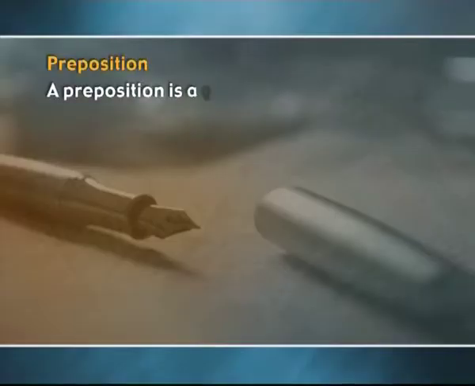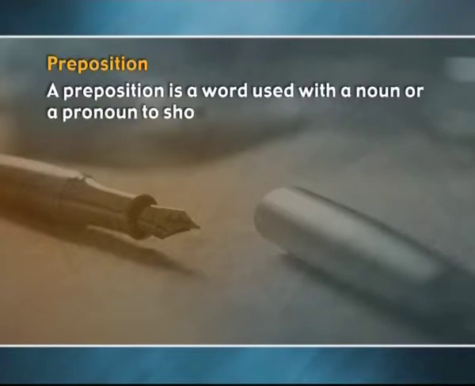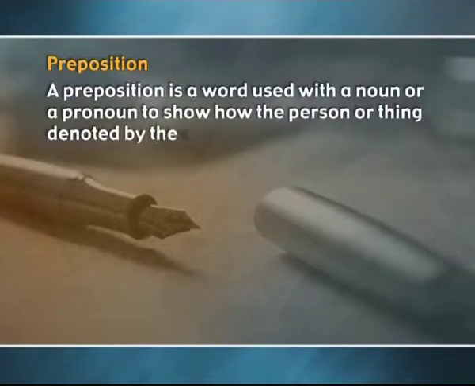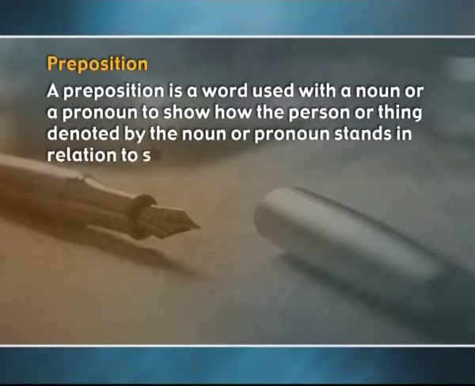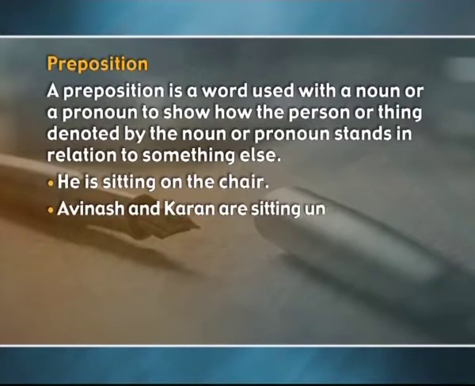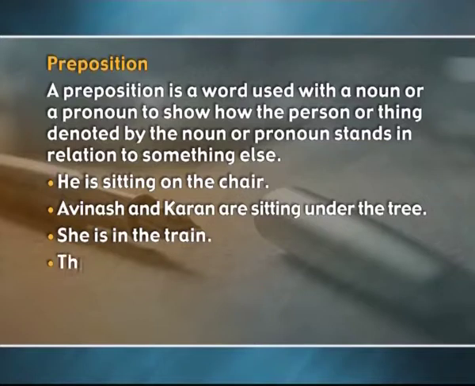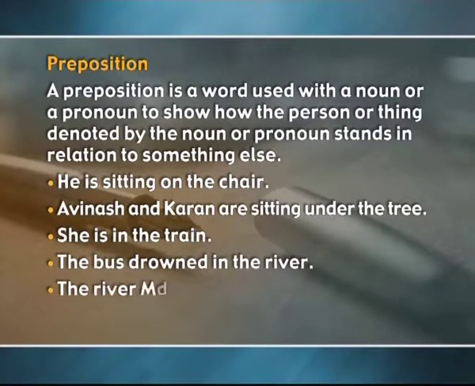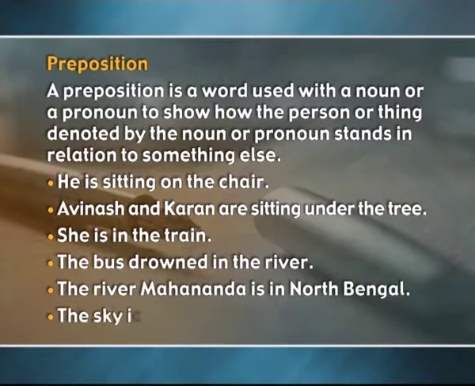Preposition. A preposition is a word used with a noun or a pronoun to show how the person or thing denoted by the noun or pronoun stands in relation to something else. Examples: he is sitting on the chair. Avinash and Karan are sitting under the tree. She is in the train. The bus drowned in the river. The river Mahananda is in North Bengal. The sky is above us. In the first sentence, somebody is sitting on the chair, not under the chair, but on it. The word is used to show how he is placed on the chair. Similarly, in the other sentences, words like in, under, over, etc.